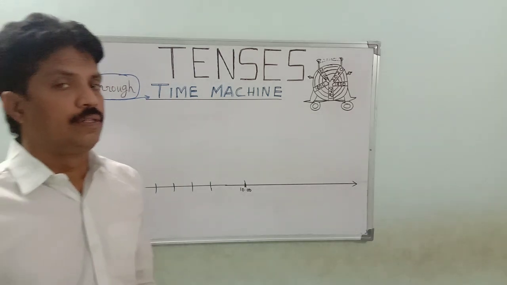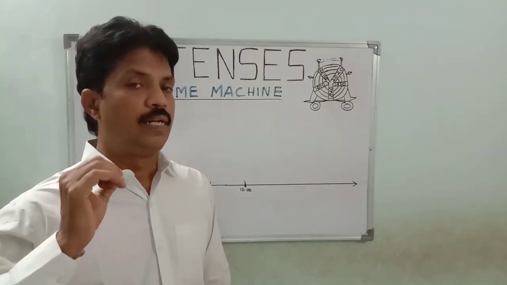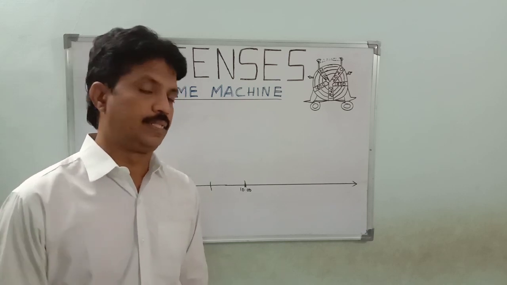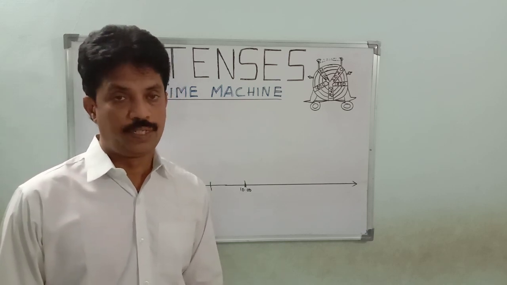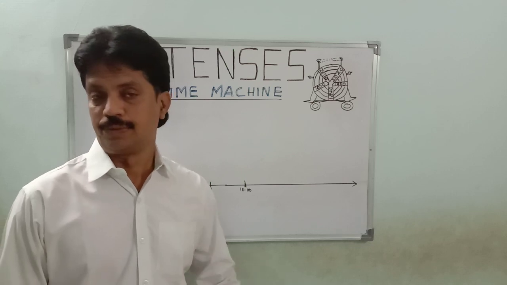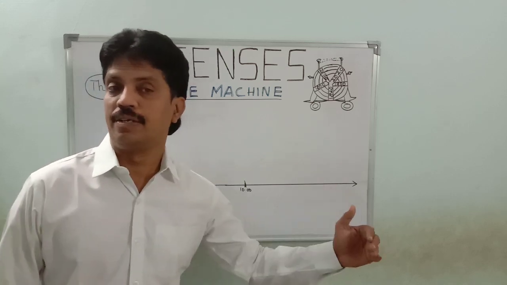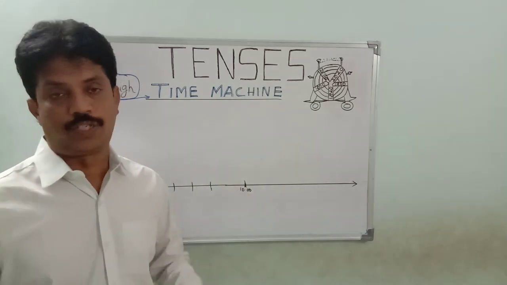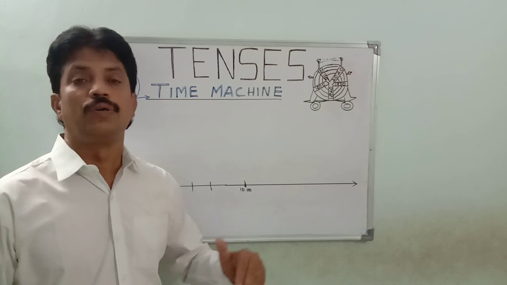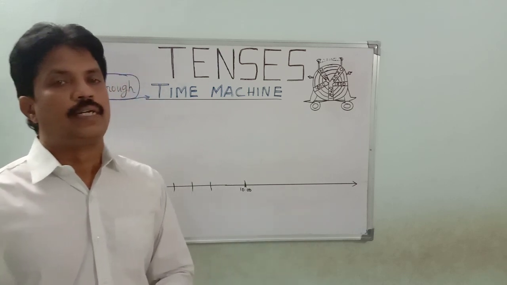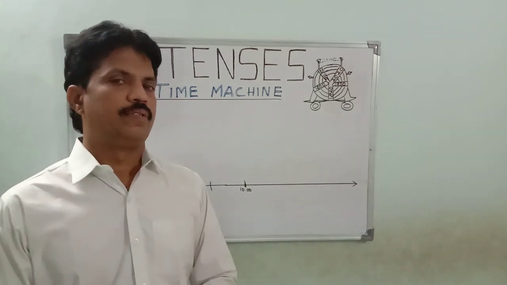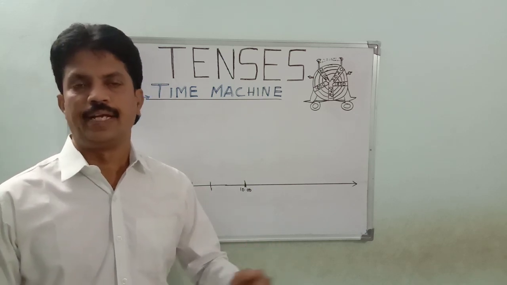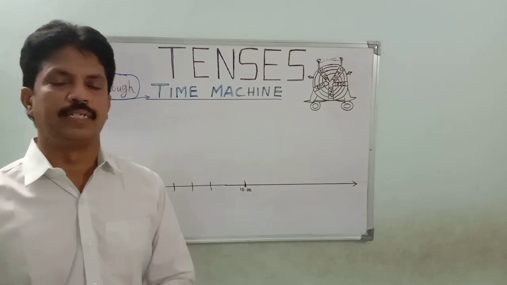And for the future decided and confirmed events and occasions, we use present tense. The Prime Minister visits Chennai next week. We can hear the news. He's going to visit next week, but we use present tense structure because it is already confirmed. Christmas falls on 25th of December every year. It's a fixed occasion, a festival. So we use present tense.